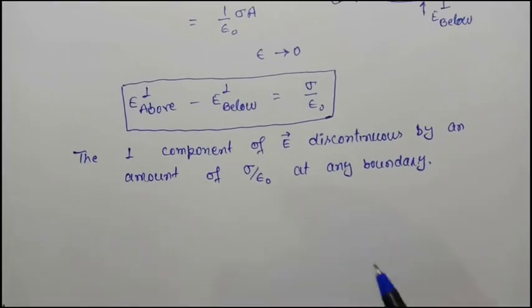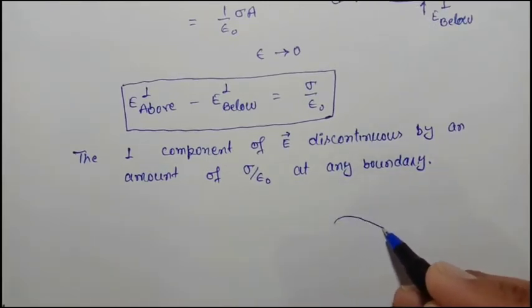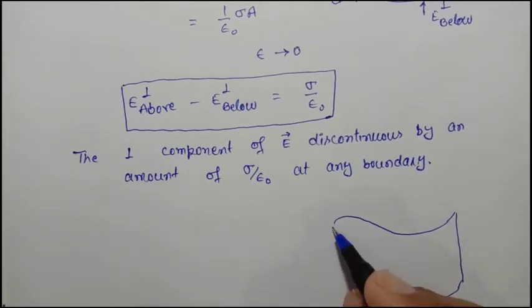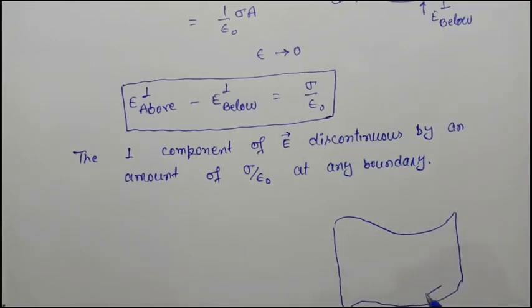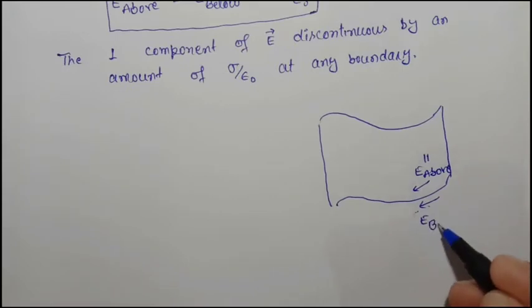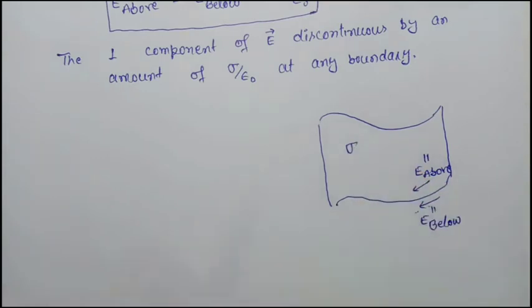Similarly, when we have a parallel component, then in case of a parallel component, again we have a pillbox, and here we have a component that is E above parallel, and this is E below parallel. Again we have sigma as a surface charge here.